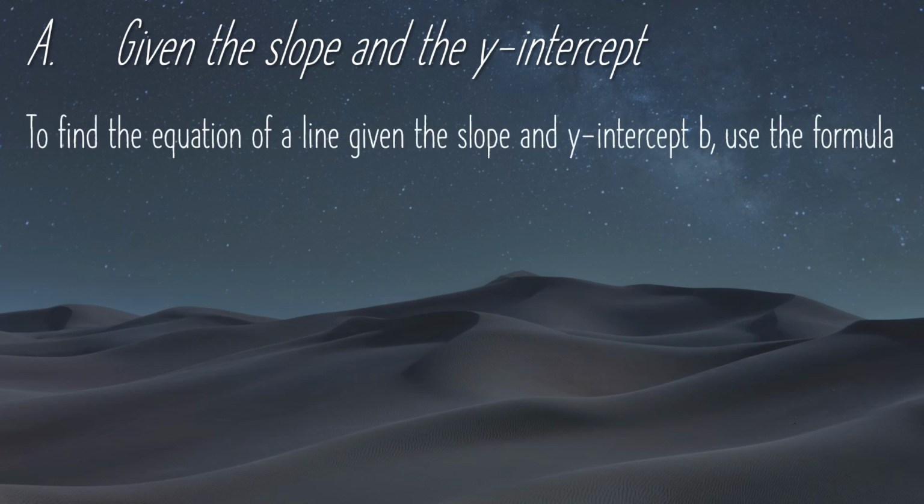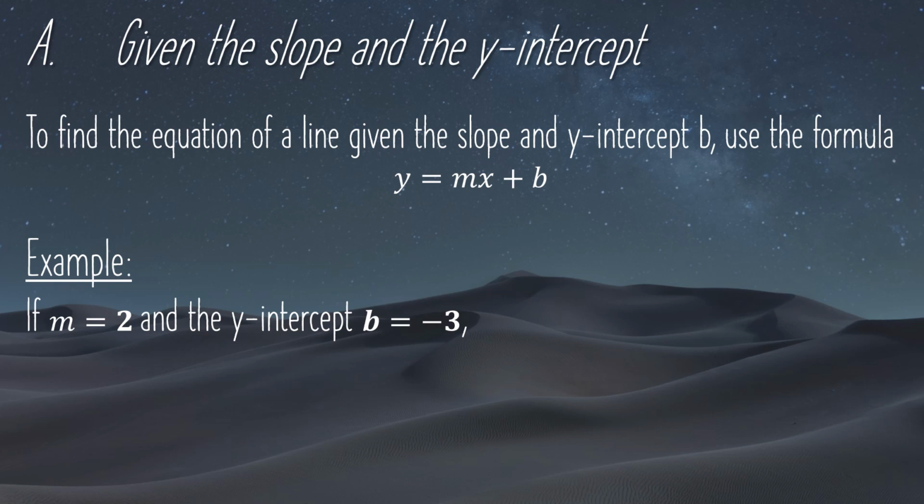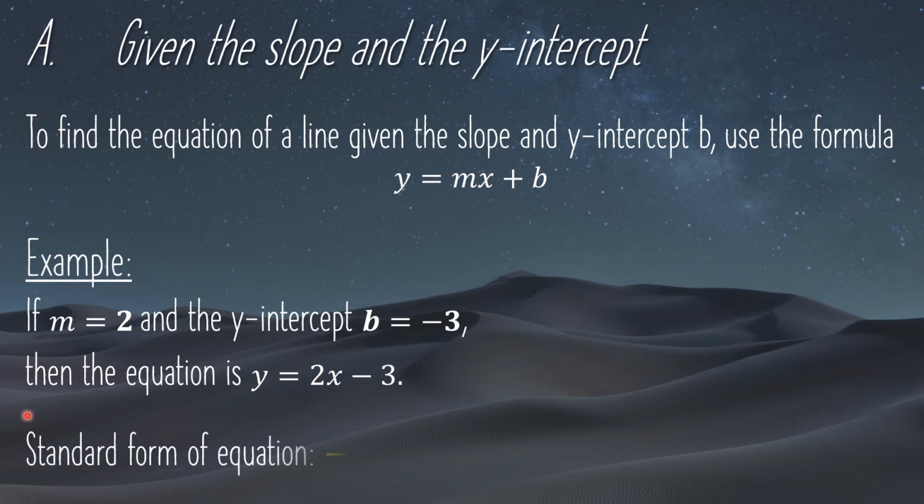To find the equation of a line given the slope m and y-intercept b, use the formula y is equal to mx plus b, o yung tinatawag nating slope-intercept form. So for our example, if m is equal to 2 and the y-intercept b is equal to -3, you will just substitute the values of m and b to our given formula. Then the equation is y is equal to 2x minus 3.